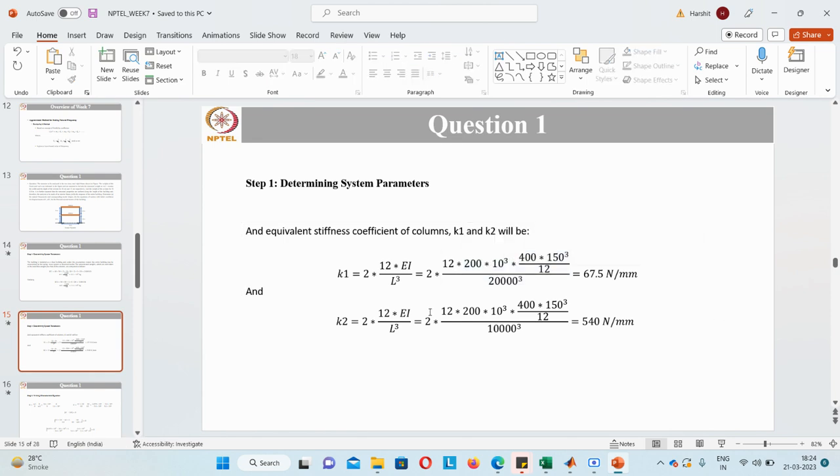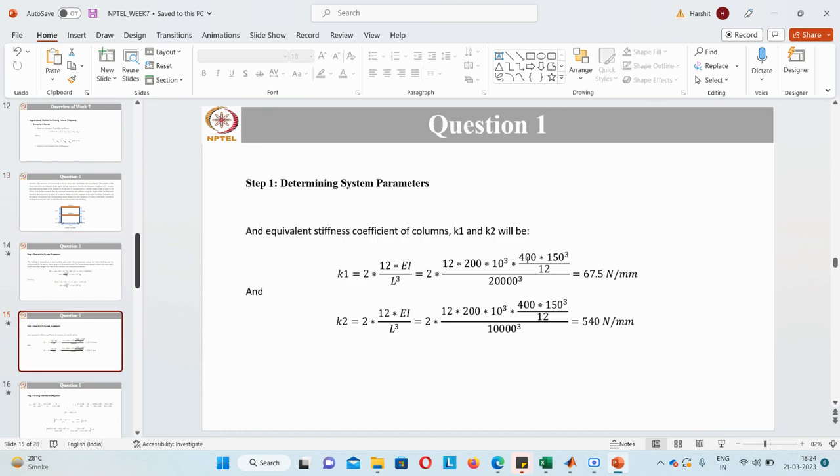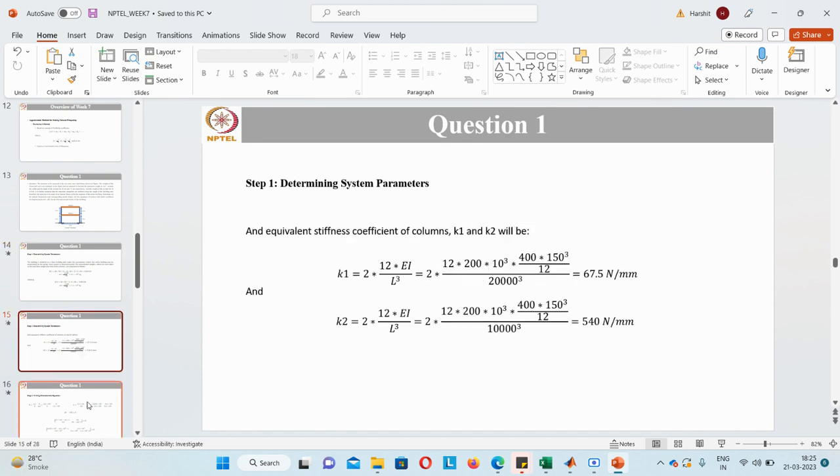And the moment of inertia is nothing but b d cubed by 12, so we know the width and the depth of the columns, so it can be computed as 400 into 150 cubed by 12. Converting all the units into millimeters, we get K1 equal to 67.5 Newton per mm. And K2, similarly, will come out to be 540 Newton per mm. So this is how we obtain the mass and the stiffness coefficients.